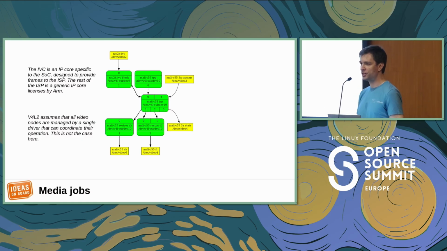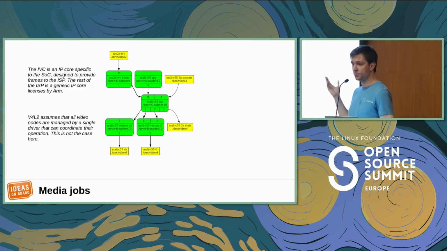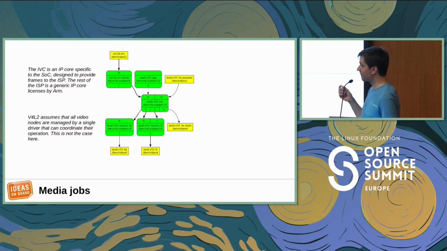The last one I want to mention, that's media jobs. So the memory-to-memory ISP we have here, that's a Mali C55 ISP. There's a driver posted on the list, so that's also an open one. And in this particular instance, when it's integrated in the Renesas RZ-V2H SoC, the ISP itself doesn't have a DMA engine to be able to read raw frames. Instead, there's a separate IP core provided by the SoC that handles that.